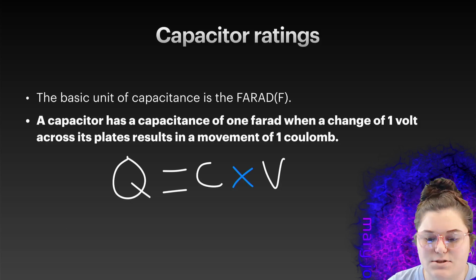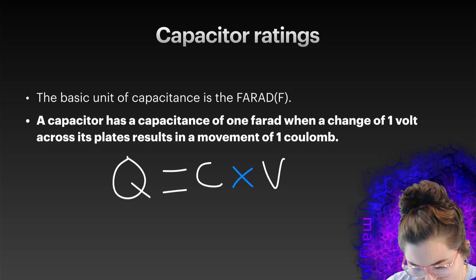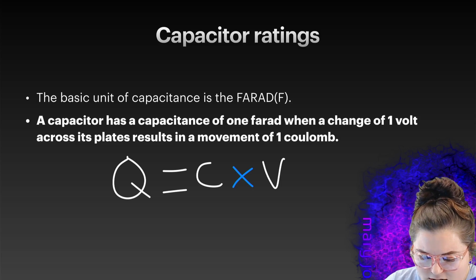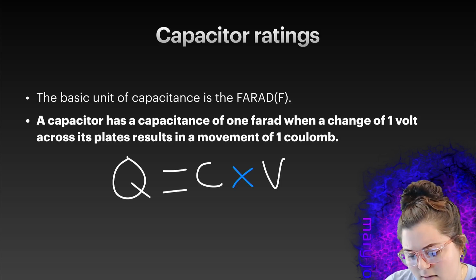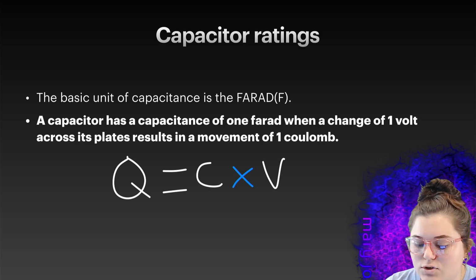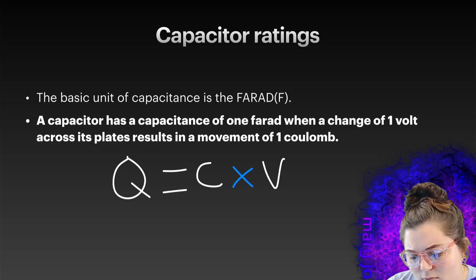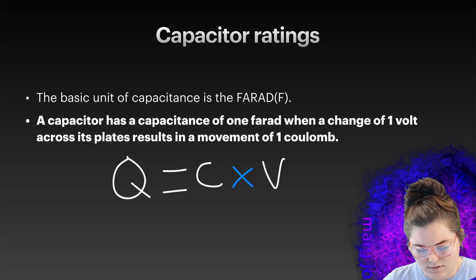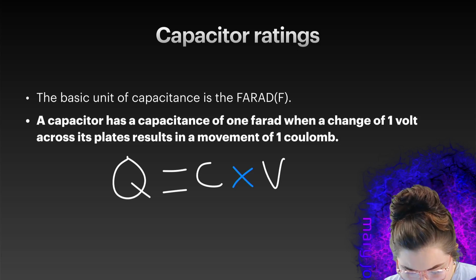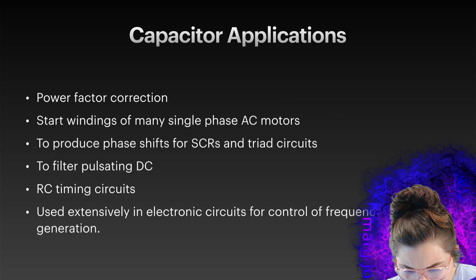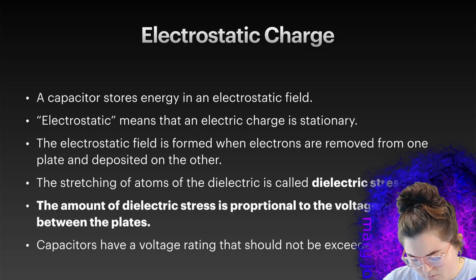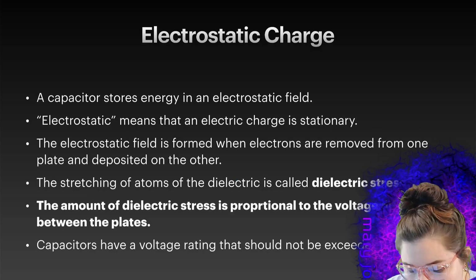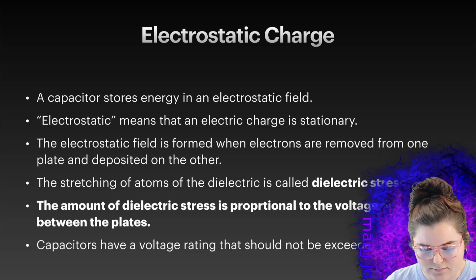And moving on to capacitor ratings, the basic unit of capacitance is the farad. A capacitor has a capacitance of 1 farad when a change of 1 volt across its plates results in a movement of 1 coulomb. And that is the formula for it. Q equals charge in coulombs, C equals capacitance in farads, and V equals voltage. A good way to think about dielectric stress is it's similar to drawing back a bowstring with an arrow and holding it. So that means it's just storing that energy.